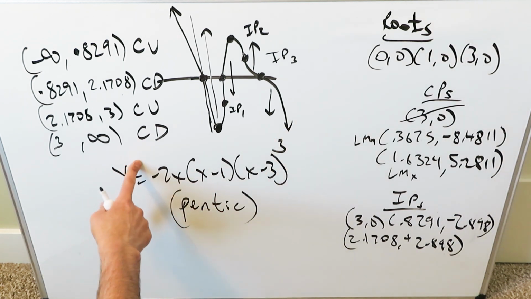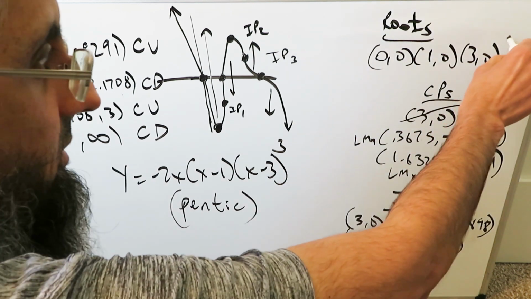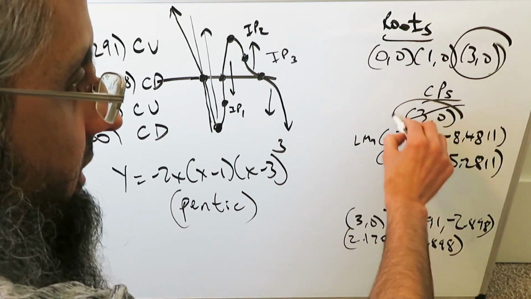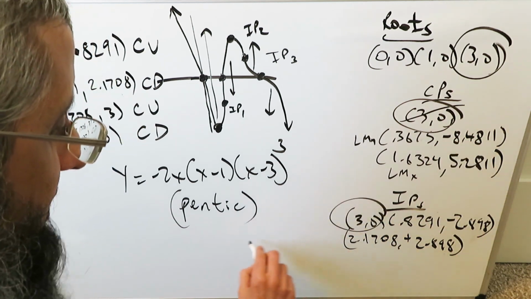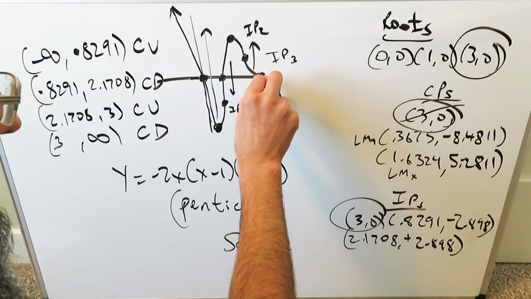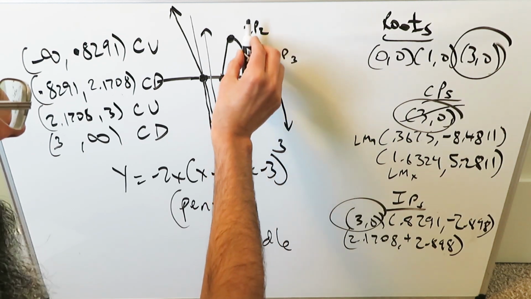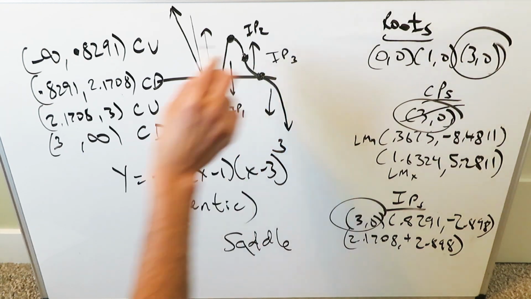My concavity intervals are right, inflection points are good, critical points, roots are good. This root, this critical point, and this inflection point will be your saddle point because it's serving many purposes. It's a critical point, it's a root, and it's a saddle. From a concavity up to a concavity down, you have a transition.